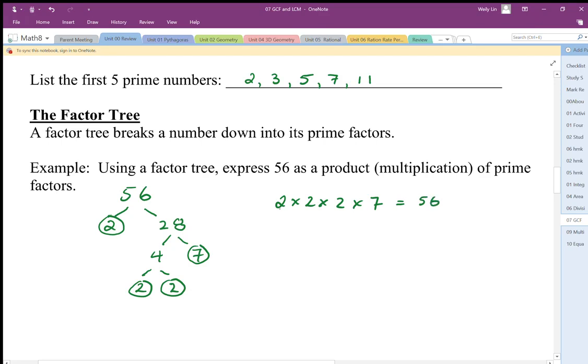When we break things into prime numbers, we're not just doing length and width, we're breaking all the numbers into their very smallest pieces. And by doing this, we can see everything that we use to compose this new number of 56, which is called a composite number.